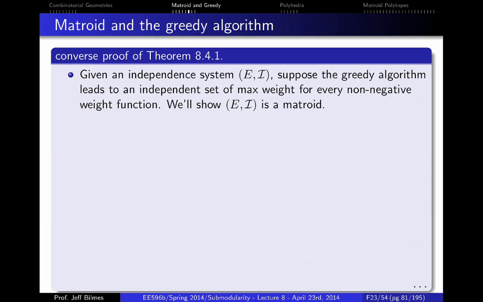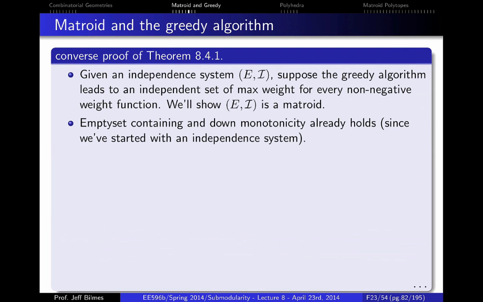Okay, so the converse basically is an interesting one. This is a theorem where the proof just suddenly pops up. I mean, we're sort of going along, and then it's suddenly there, and you'll be amazed. So given an independent system, it's not necessarily a matroid. What we do have is that greedy is guaranteed to give you a maximum weight independent set for any non-negative weight function. We don't yet have that it's a matroid.